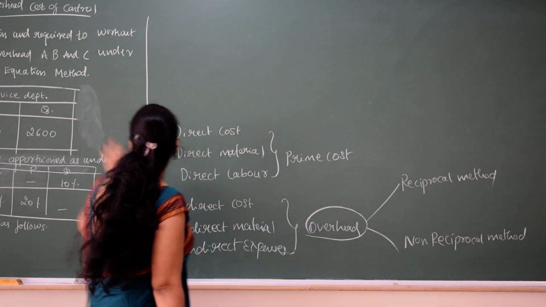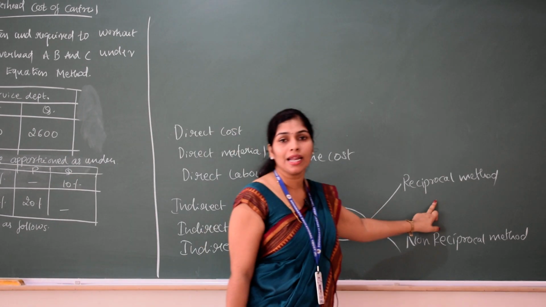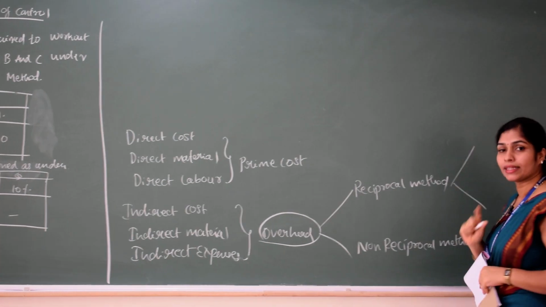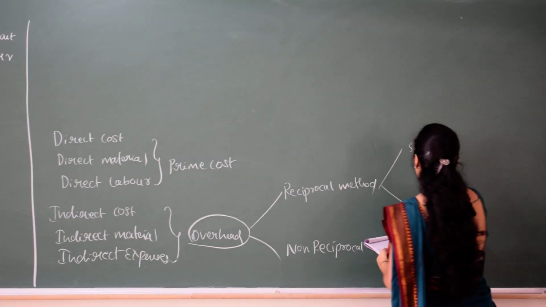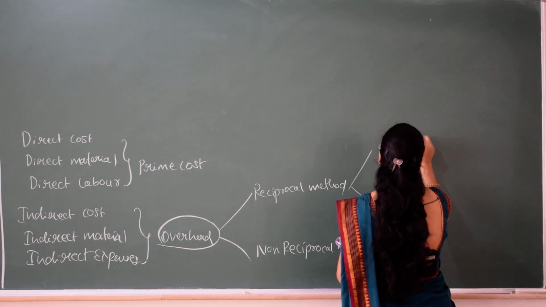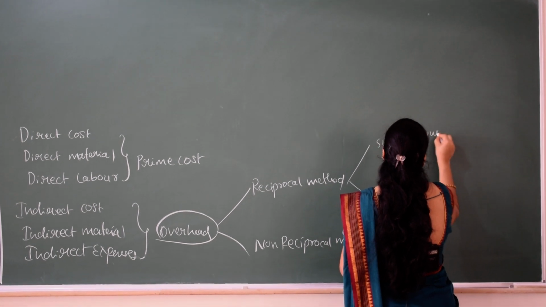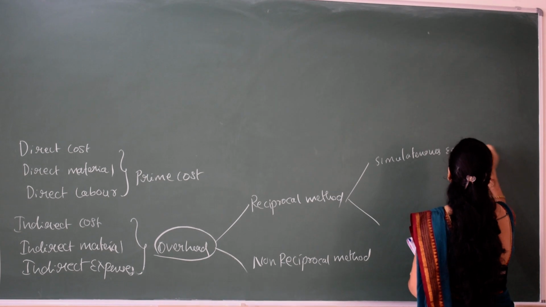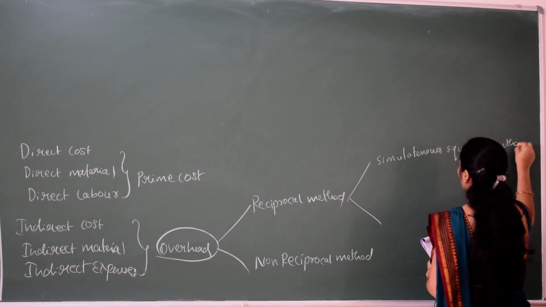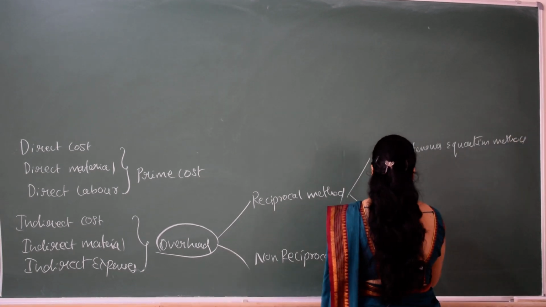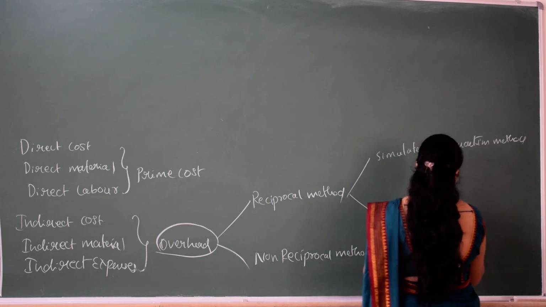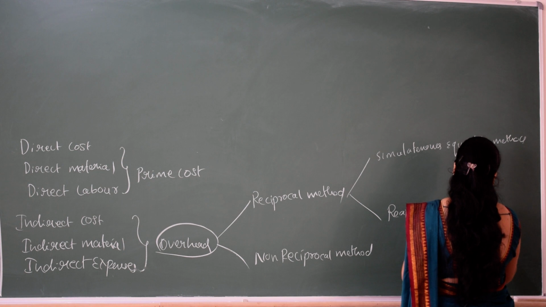Today I am going to explain the reciprocal method. Here again in the reciprocal method, there are 2 types. Number 1, simultaneous equation method. Number 2, repeated equation method, repeated distribution method.